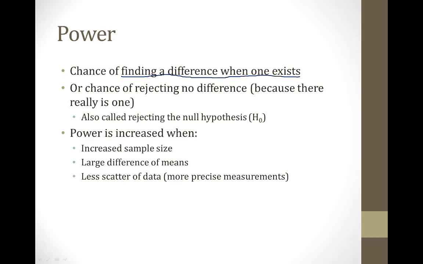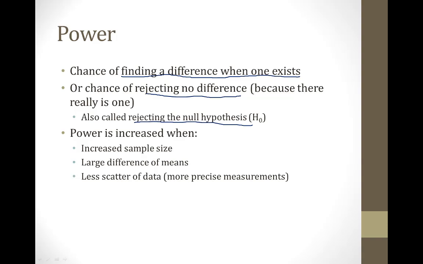As I said before, it's the chance of finding a difference when one really exists. We like to do experiments that have a high power, so it means that they're very likely to detect real differences. You can also think of it as the chance of rejecting no difference because there really is one. This is also called rejecting the null hypothesis. And it's very high yield to know the things that increase the power.